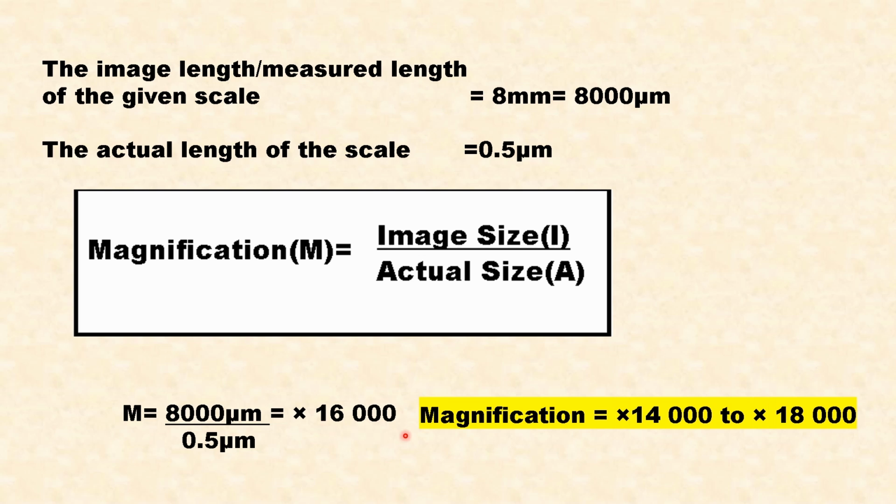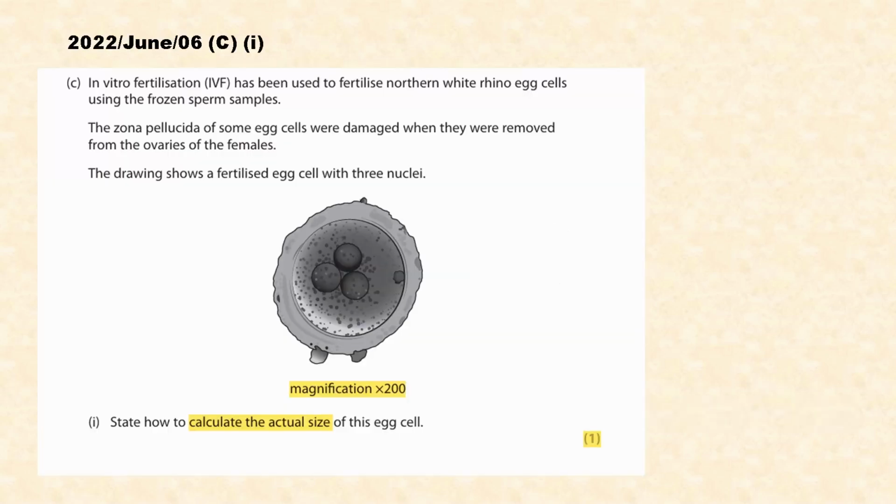Since there are no specific requirements for how to present the answer, you can simply state it as 16,000 times. Additionally, based on paper variations, the final magnification could range from 14,000 times to 18,000 times depending on the student's measurement. The next question is from the June 2022 paper which focuses on the IVF procedure.